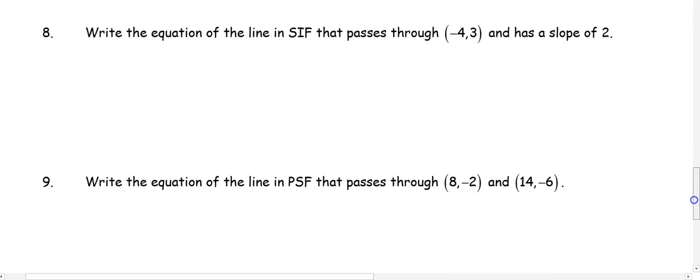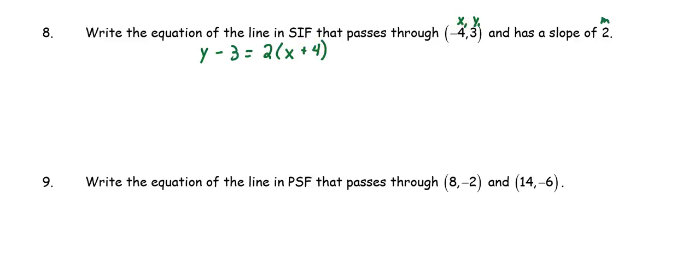In number 8, write the equation in slope-intercept form through the point negative 4, 3 with a slope of 2. Now, the problem here is that we don't know our y-intercept, so we can't start in slope-intercept form. We have to start in point slope form. So I have y, x1, y1, and my m. So y minus y1 equals my slope times x minus x1. Well, x1 is already negative, so it becomes plus 4.